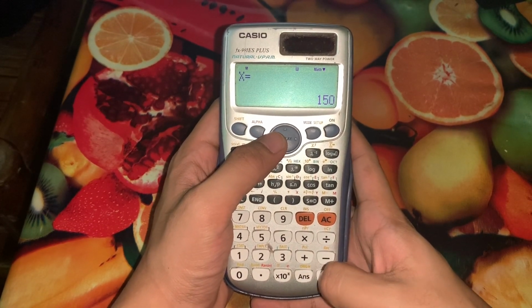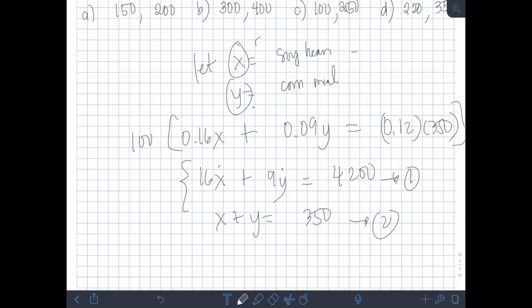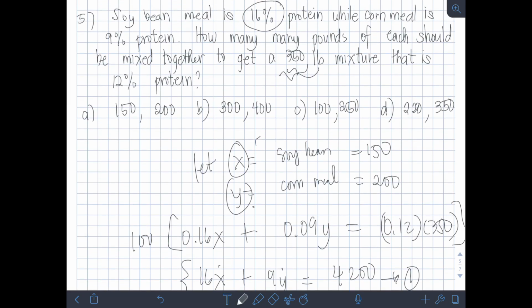So, x is equal to 150, and y is equal to 200. Okay? So, therefore, we have for the soybean, 150, and for the cornmeal, 200. So, the answer is letter A. Okay?